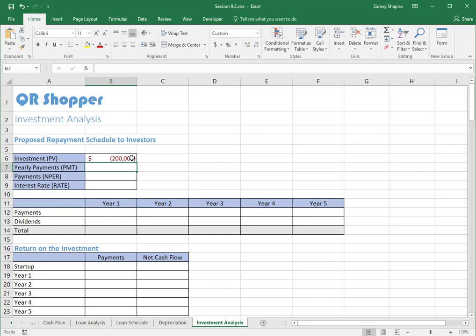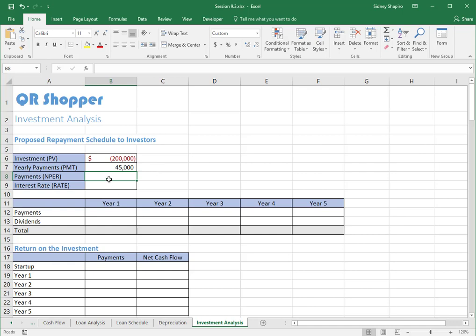You want to use a negative value because you're examining the investment from the perspective of the investors who are making the initial payment of 200,000 to the company, which is a negative cash flow. All right, so let's go to B7 and we'll put in 45,000. So the annual payment to the investors will be 45,000. It's a positive cash flow because they're getting back the money being paid to them, right? From their point of view, a positive cash flow.